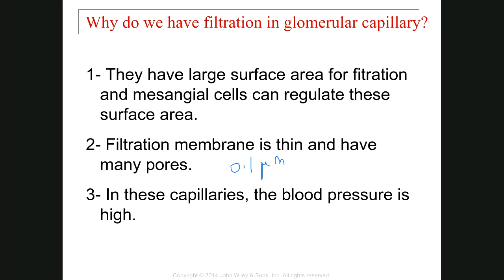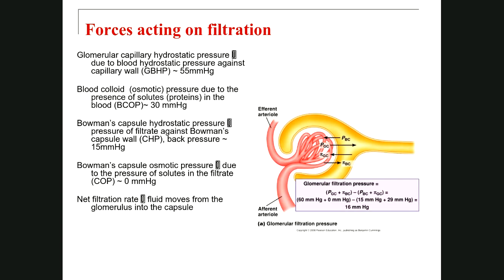And the last reason is this: the glomerular capillary blood pressure is very high. The efferent arteriole is smaller in diameter than the afferent arteriole, and it makes a resistance to the outflow of the blood from the glomerulus. As a result, blood pressure in glomerular capillary is much higher than the other capillaries in our body, so filtration can take place more and more.